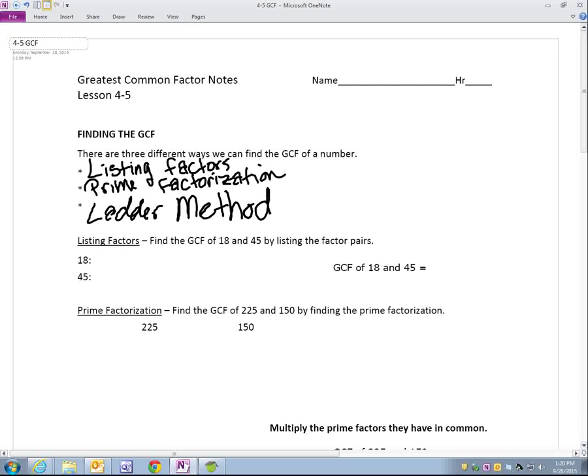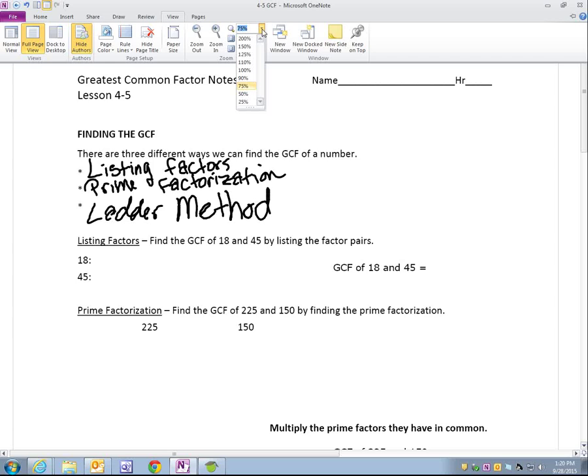Ladder method. So as far as listing factors goes, let's zoom it in.